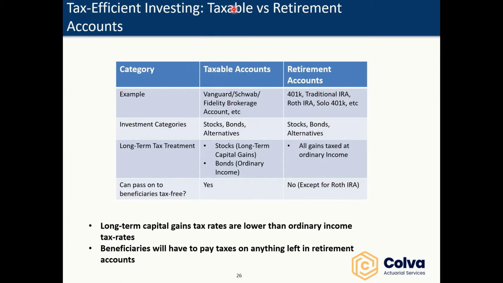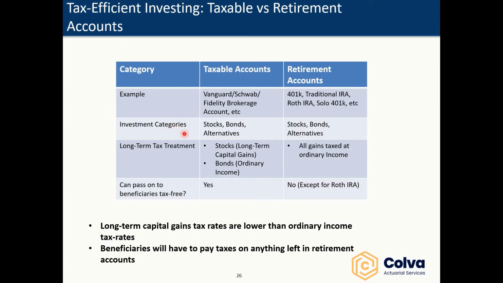So now let's talk about taxable versus retirement accounts, right? What are the differences in terms of how these are treated tax-wise for the purposes of investing? So again, let's look at an example of taxable accounts. You have a Vanguard, Schwab, Fidelity brokerage account, right? That's simply taxable. Versus retirement accounts, which can also use Vanguard, Schwab, Fidelity, etc. But the names you might hear are 401k, traditional IRA, Roth IRA, solo 401k, etc. These are all retirement accounts and get preferential treatment from the tax code in some capacities. And we'll be talking about that a little bit later.